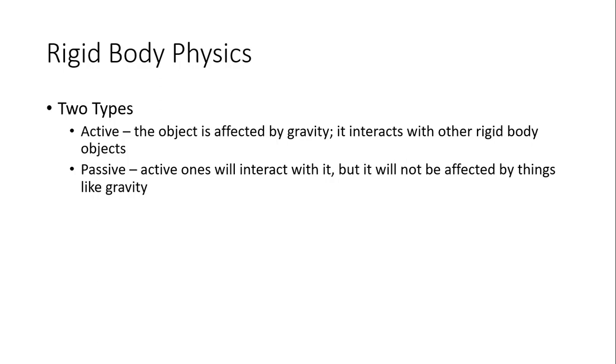Hi students, today we're going to learn a little bit more about Blender physics. There are two types of rigid body physics. Active, where the object is affected by gravity and interacts with other rigid body objects, and passive, where active ones will interact with it, but it will not be affected by things like gravity.